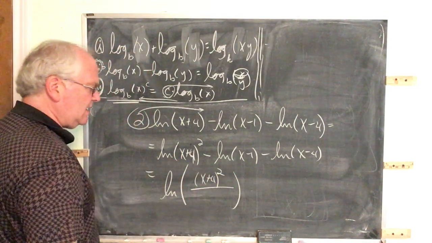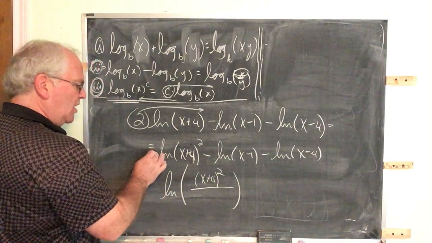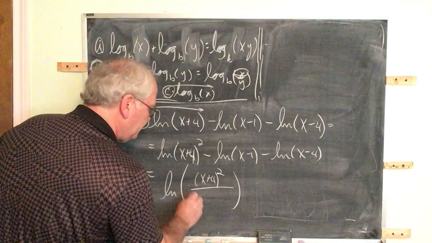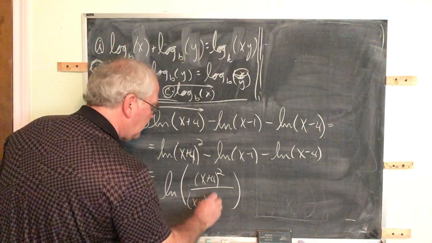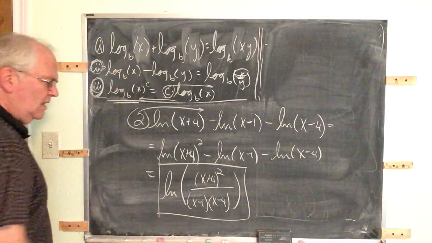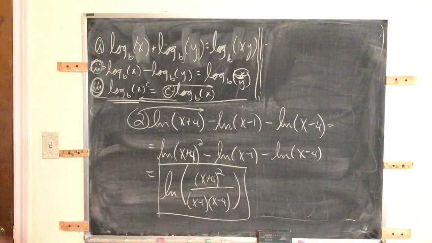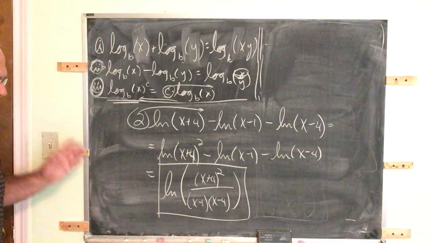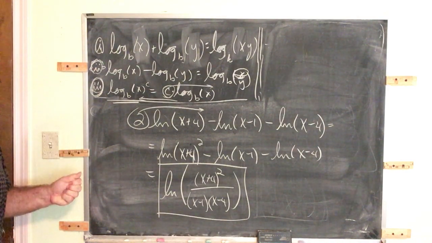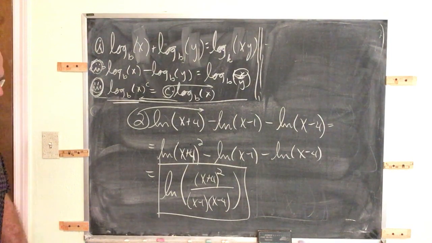X plus 4 to the second goes in the numerator because that log is positive. Both of these arguments go in the denominator because those logs are negative. And that's all there is to that. So you should now be able to practice combining a statement that involves several logarithms, combining those into a single logarithm.